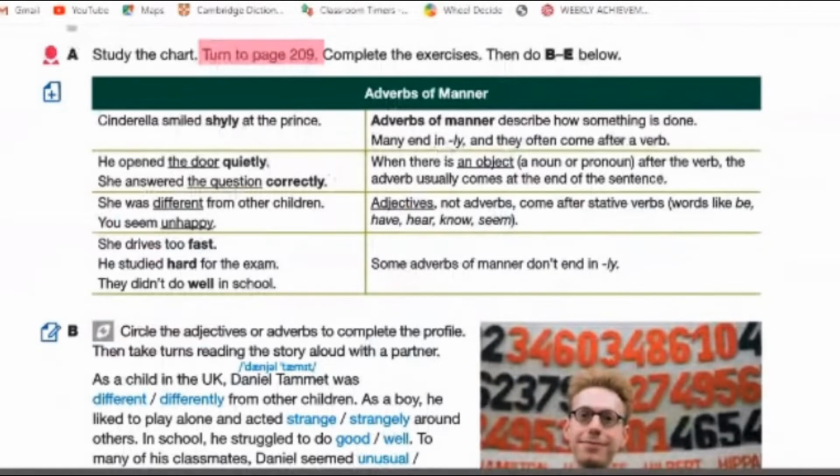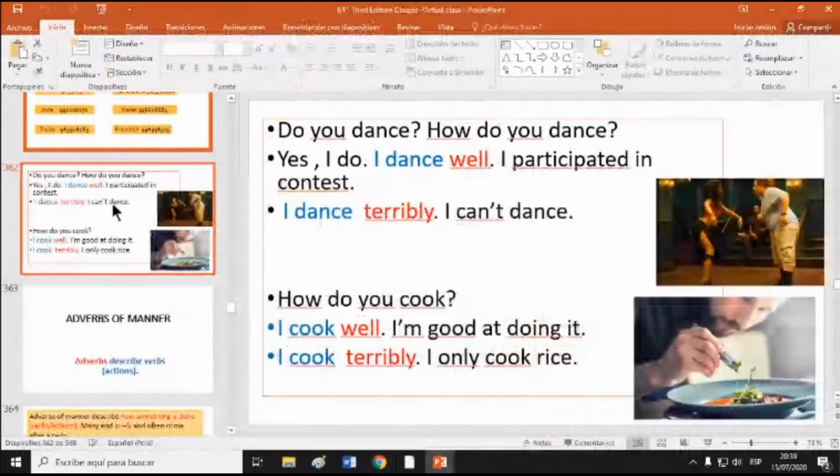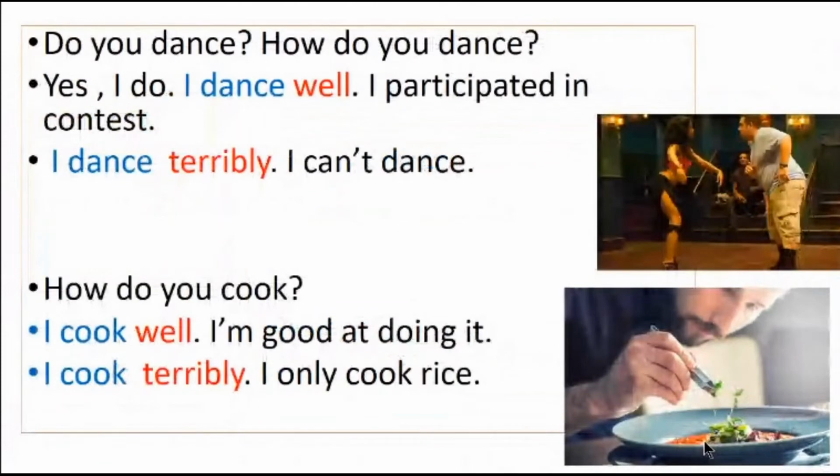Before we start with this grammar, adverbs of manner. I have here two questions, and they are about your abilities. Let's talk about your abilities. For example, number one is, do you dance? And how do you dance? You can say, yes, I do. I dance well. I participated in a contest.